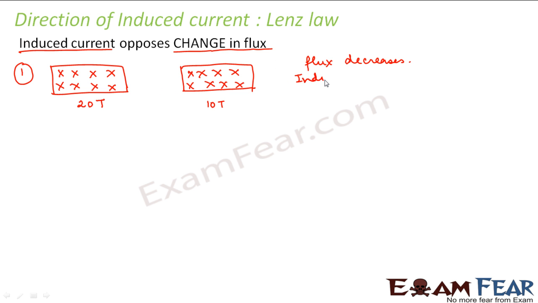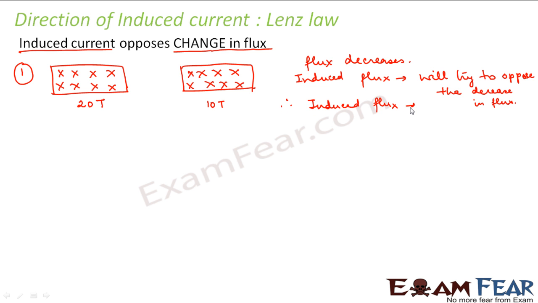So the induced flux will try to oppose the decrease in flux. Right? So what would be the direction of induced flux? See, understand things properly. You have a magnetic flux already. That flux is decreasing. Because of that decrease, an EMF is getting induced in the circuit. Because of that EMF, there is an induced current in the circuit. So there is another induced flux related to it, right?